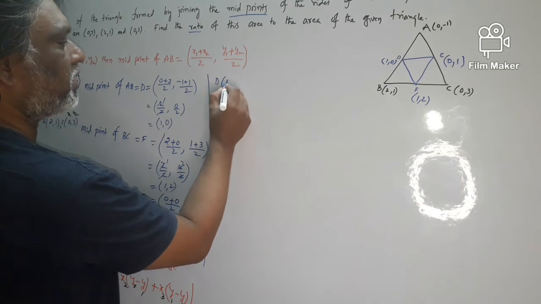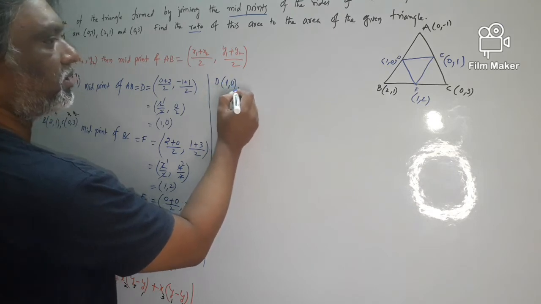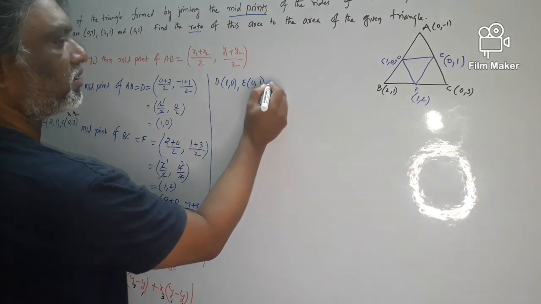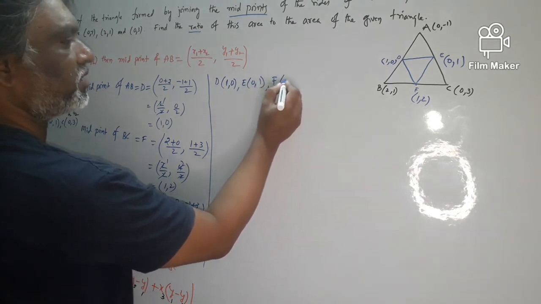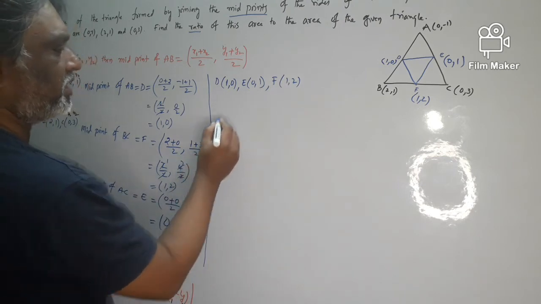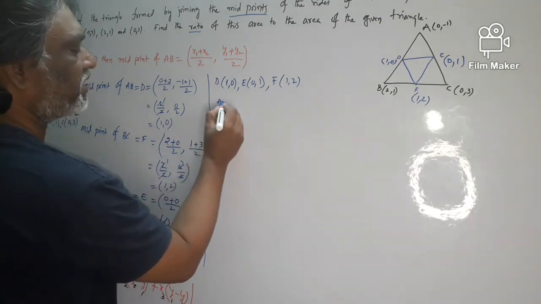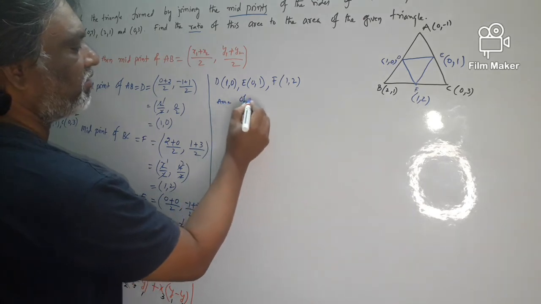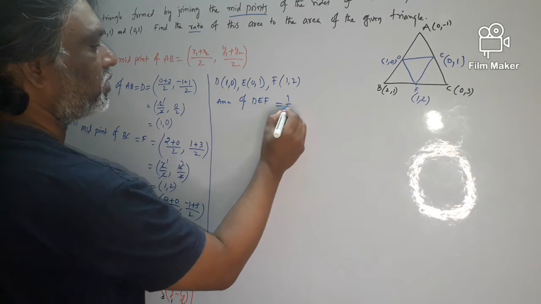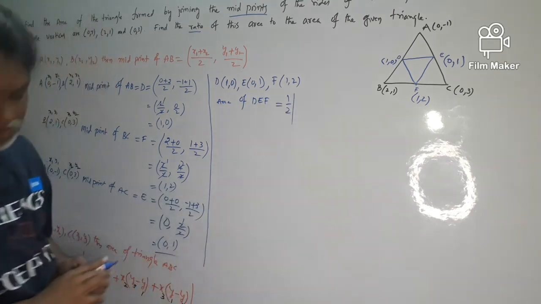D is (0, 1), E is (0, 1)... F is (1, 2). Okay? Area of DEF. Area of DEF is equal to half mod.